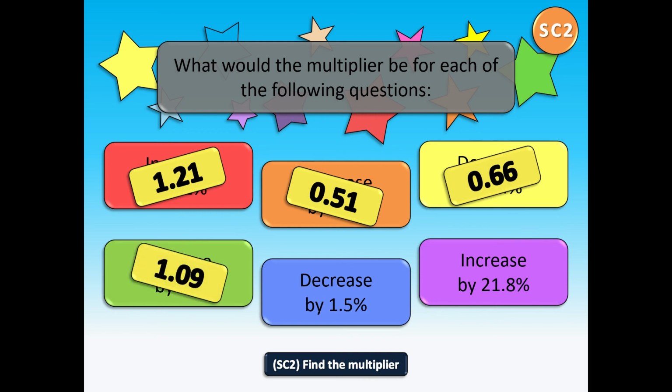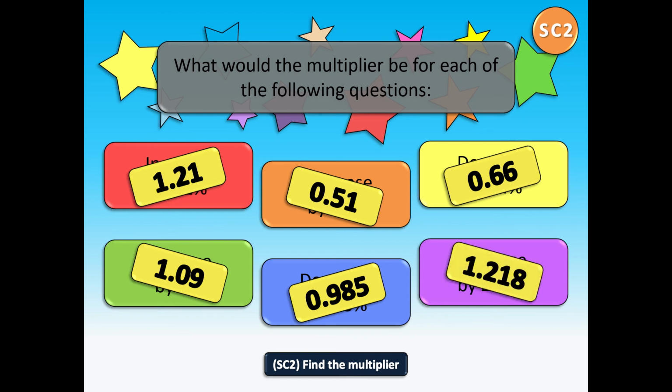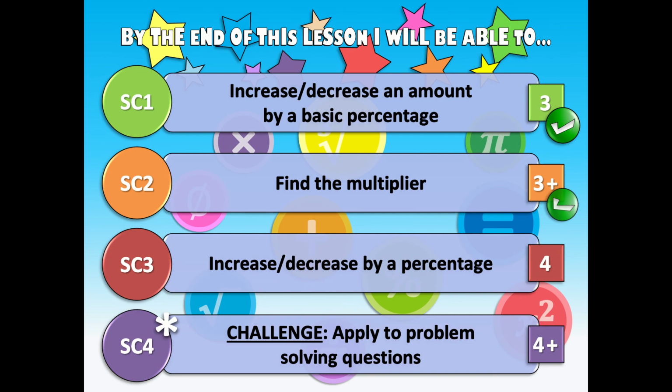To increase by 9%, the multiplier would be 1.09. To decrease by 1.5%, the multiplier would be 0.985. And to increase by 21.8%, the multiplier will be 1.218. So now we've completed success criteria 2. So we're going to move on to number 3, and this is to increase and decrease by a percentage.